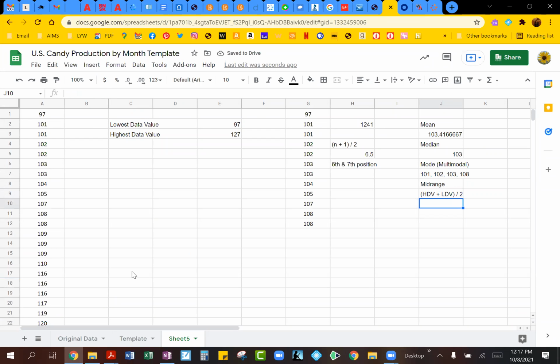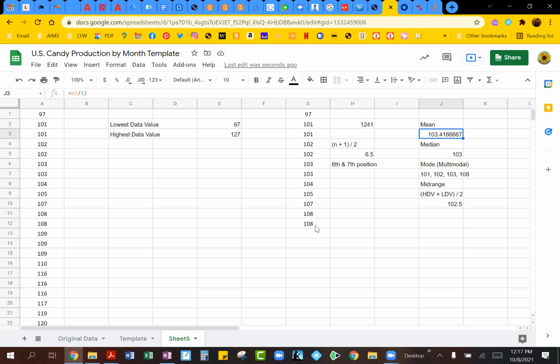So of course, for our example, the lowest data value is 97. We would add the largest, which is 108. Add them together, whatever that total comes out to be, divided by 2. And you can see this guy comes out to be 102.5.